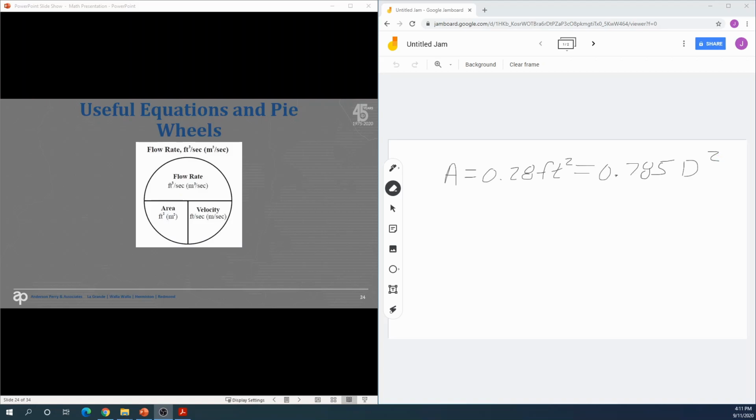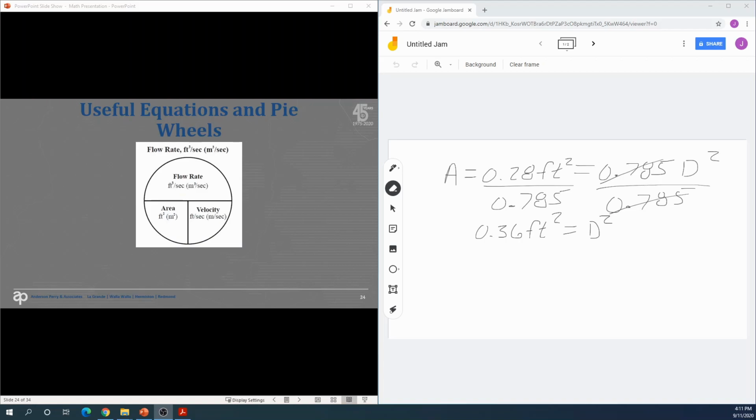The first thing we want to do is isolate our diameter. In order to isolate our diameter, we're going to divide both sides of this equation by 0.785. And 0.785 is just a constant, so there are no units to track with it. So the 0.785 on the right side of our equation is going to cancel. And on the left side of the equation, we get 0.36 feet squared is equal to our diameter squared.